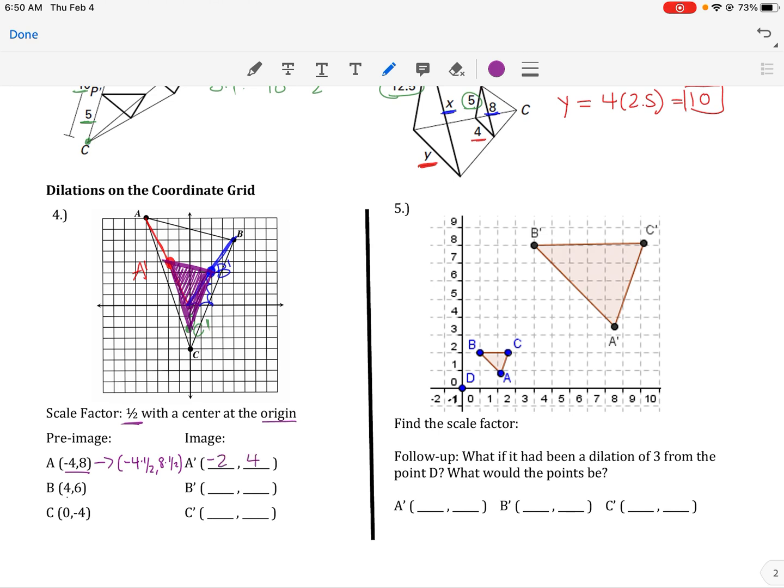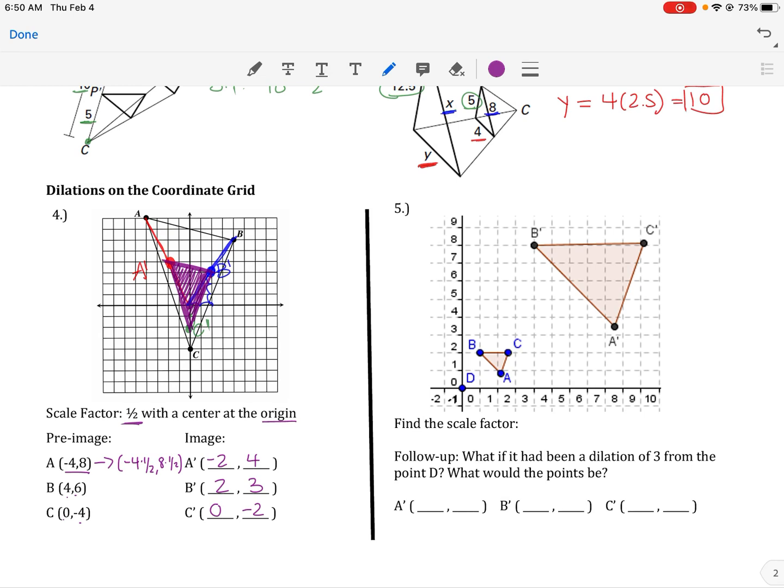Once again, you do the same thing. So 4 times a half is 2, 3 times a half is 3, 0 times a half is still 0, a half times negative 4 is negative 2. So the other way, I guess the third way to think about it is just do it algebraically. If you know the points, then you can just plot them as well.